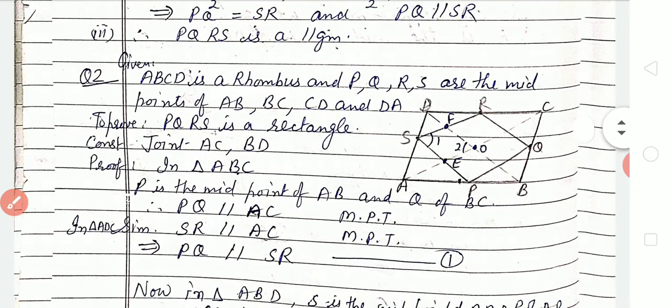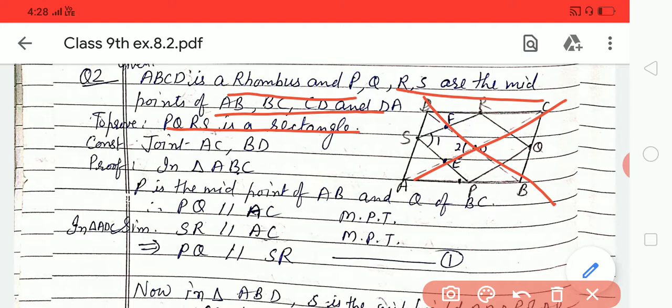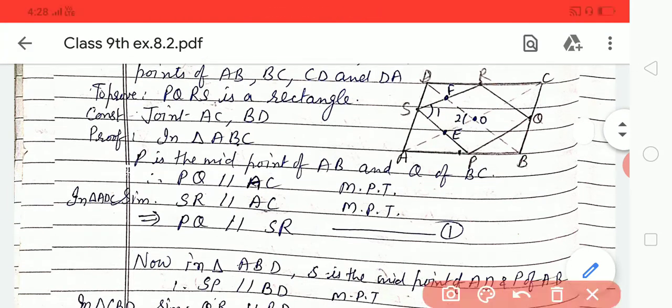Now come to question number 2. There ABCD is a rhombus, and P, Q, R, S are the midpoints of AB, BC, CD and DA, and we have to prove PQRS is a rectangle. So join AC and BD. You can see AC and BD we are going to join here. And here we have to prove that PQRS is a rhombus, sorry, PQRS is a rectangle.